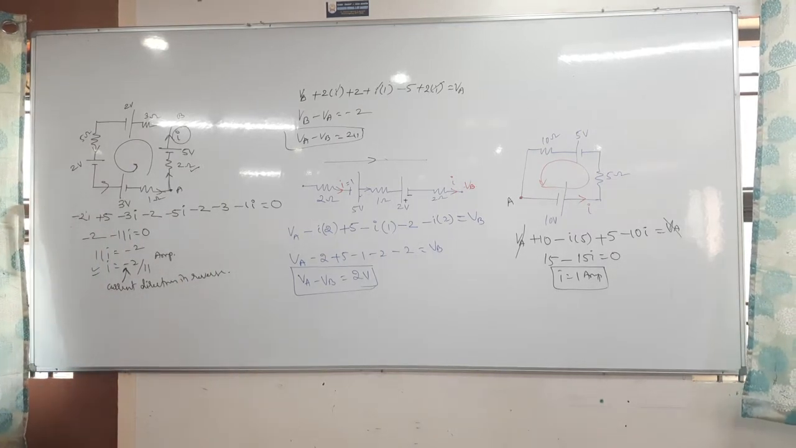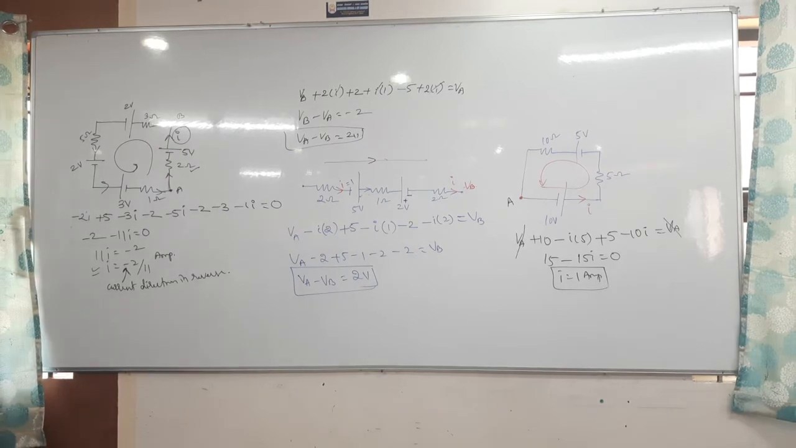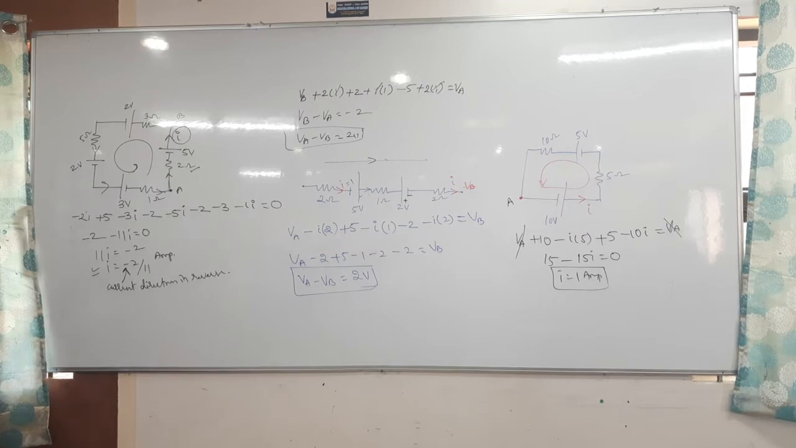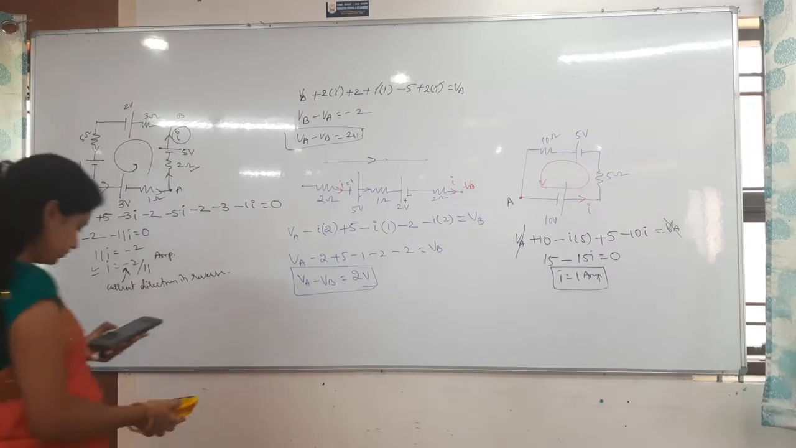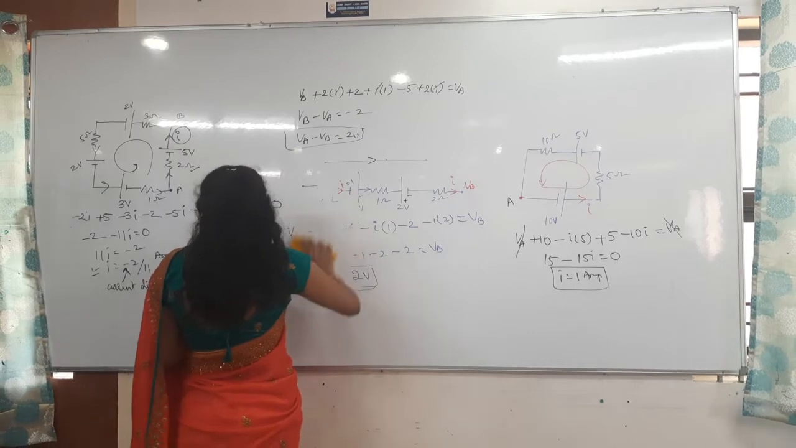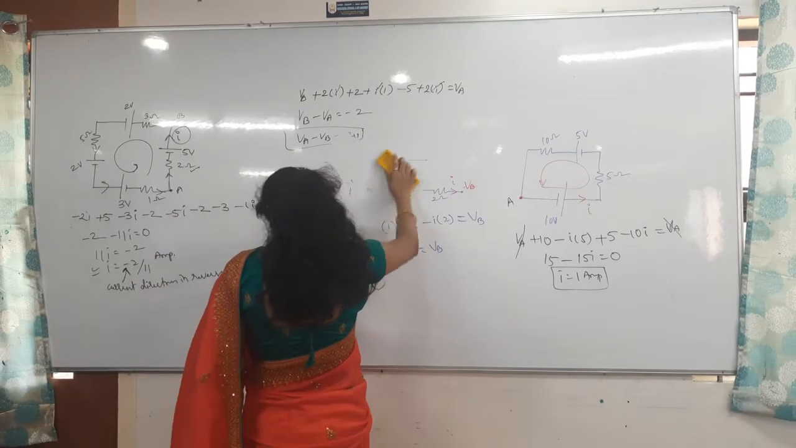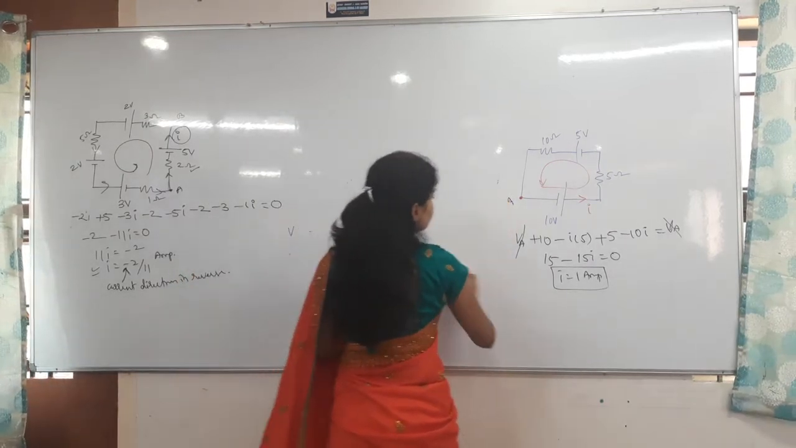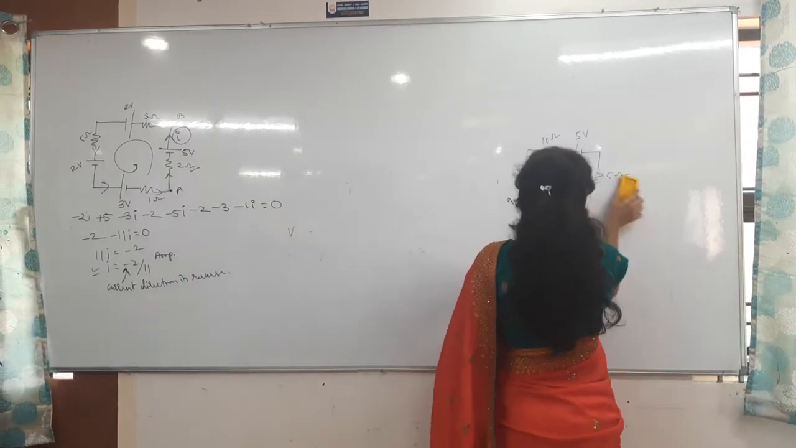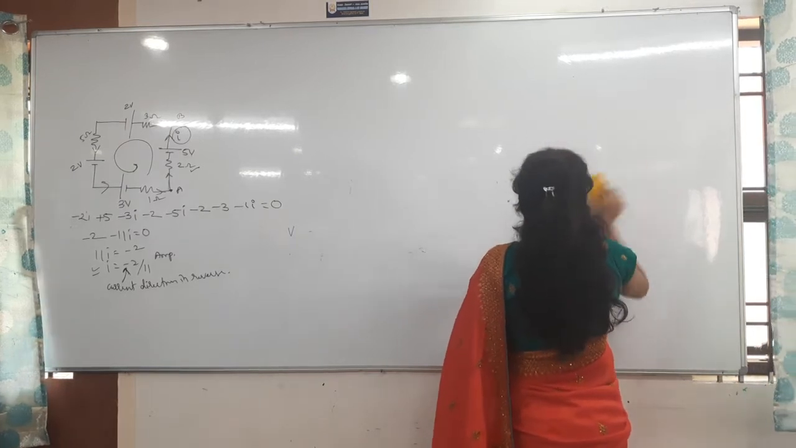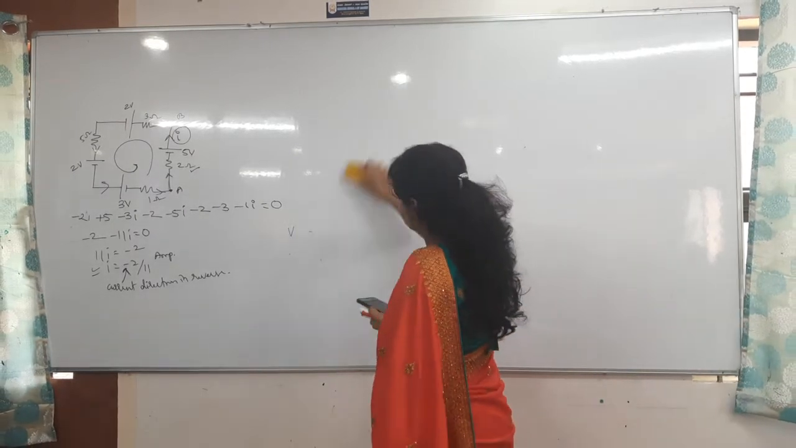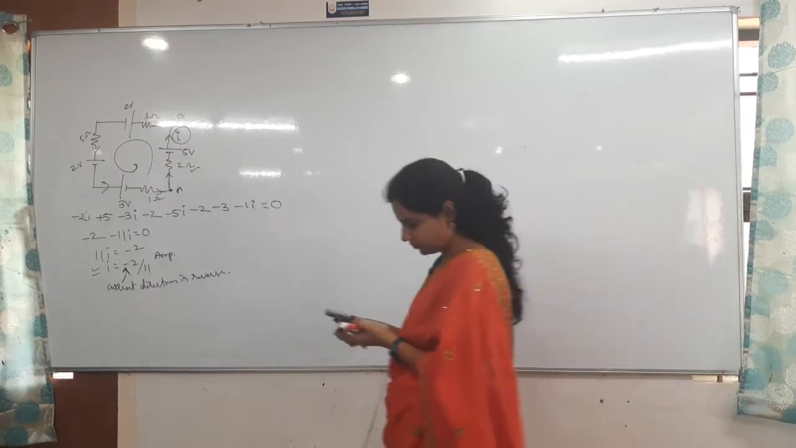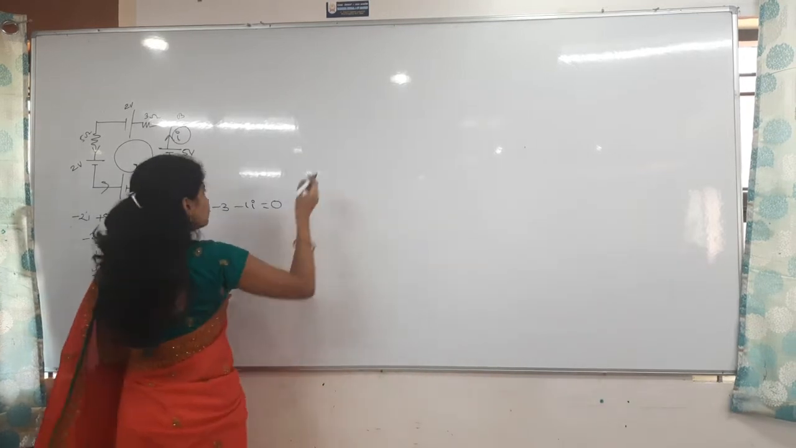Finished? Let's solve a double loop problem. What happened, Shreyas?